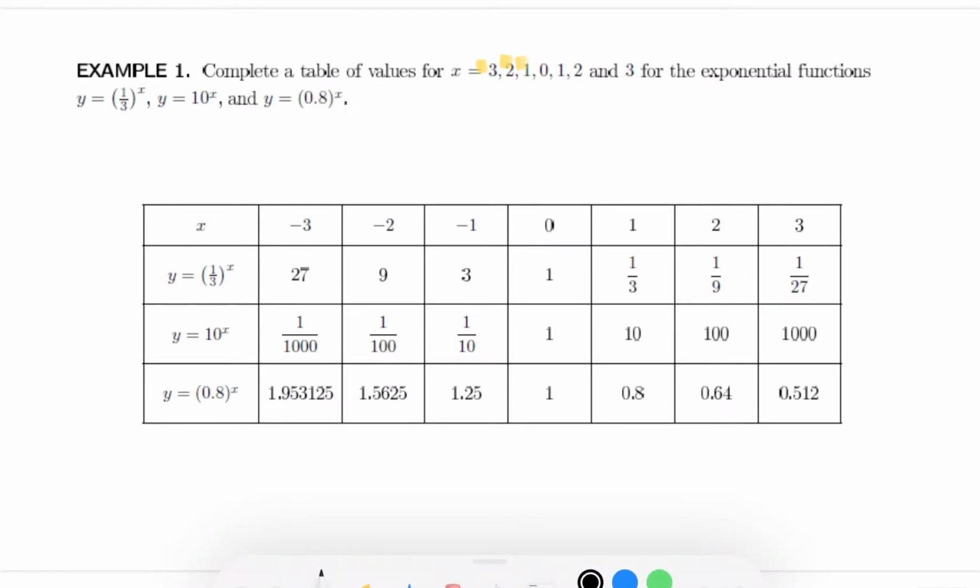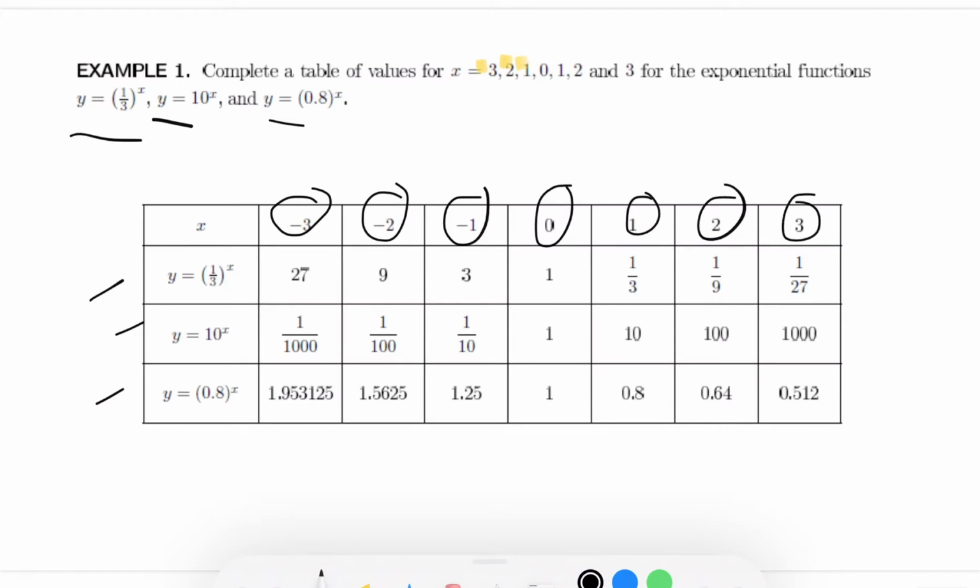So we have these three exponential functions, 1, 2, 3. Then all you need to do is just substitute your negative 3, negative 2, negative 1, 0, 1, 2, 3 into the given function. You can use your calculator to verify this. Okay, what have you noticed?